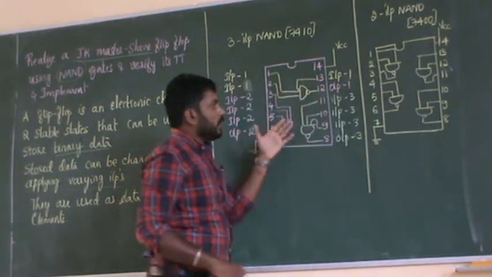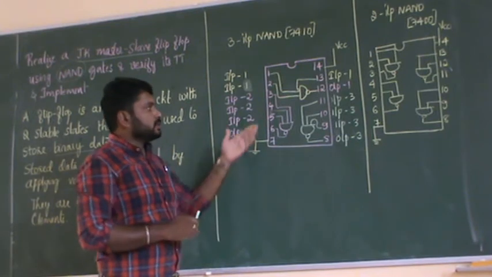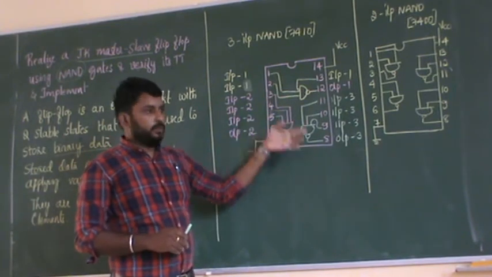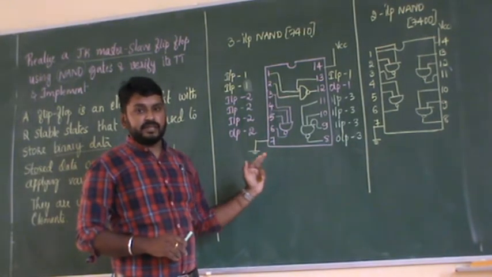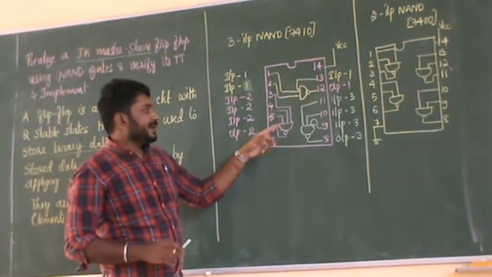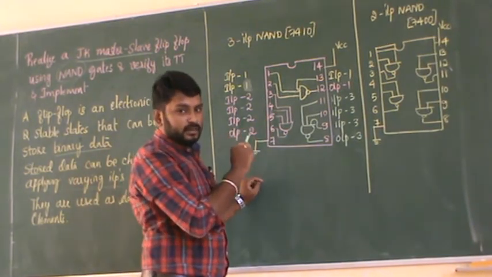Now what is the internal structure of this IC? How many gates are there? How many NAND gates are there? There are 3 NAND gates. So the 3 NAND gates are of 3 inputs, right?